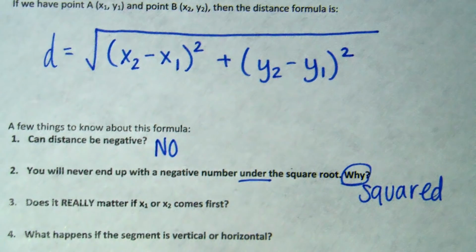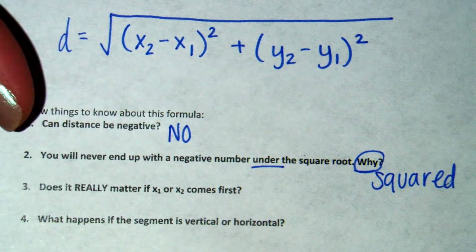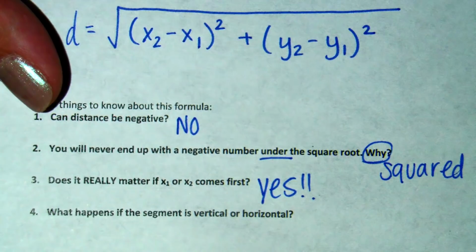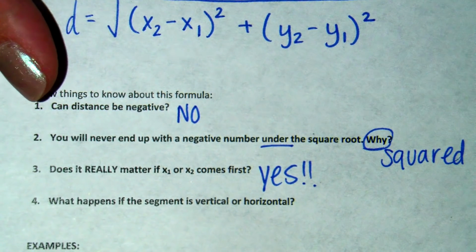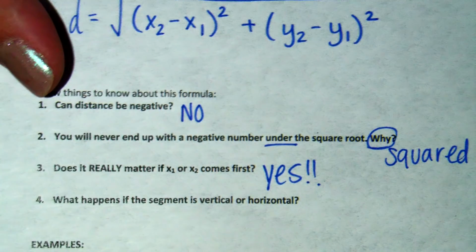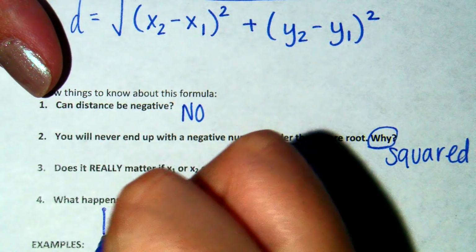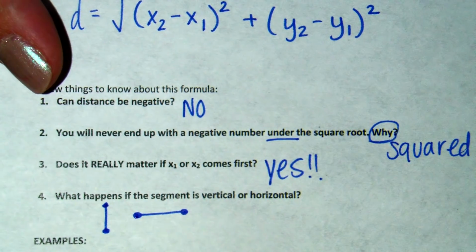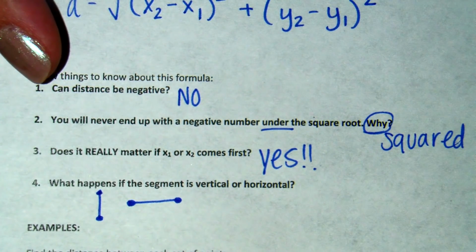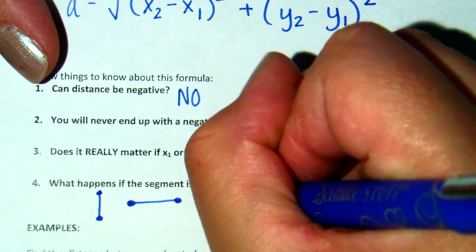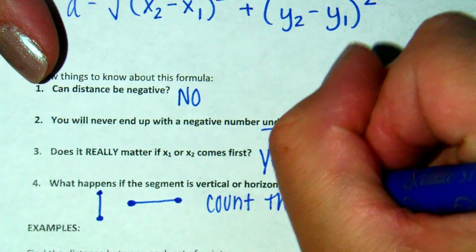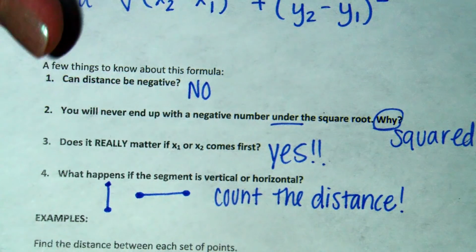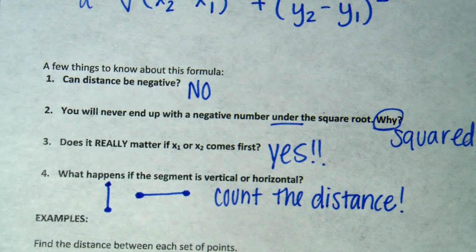Does it really matter if x1 or x2 comes first? Yes. Just follow the formula. And what happens if the segment is vertical or horizontal? If I have a segment that looks like this, or a segment that looks like this, if it's on the coordinate plane, we can count the distance. It makes our lives a lot easier if we can just simply count them.